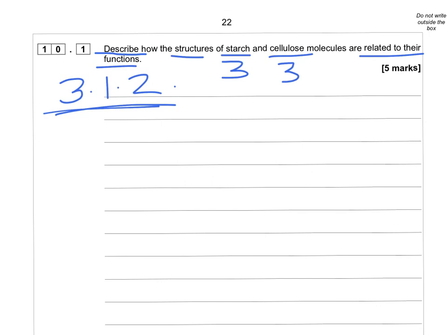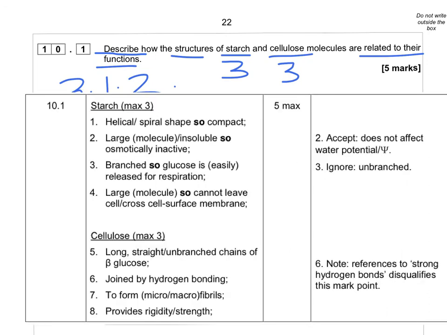There's no need to contrast, you're not contrasting, but you do need to give reasons for the shapes, the structures. So for example, starch is helical. Why is it helical? So it is compact. That will get you 1 mark. So as you can see, starch is large and insoluble, so osmotically inactive. You could say it doesn't affect the water potential. It's branched, so glucose is released for respiration. It's large, so it cannot leave the cell surface membrane, so any of those 3.